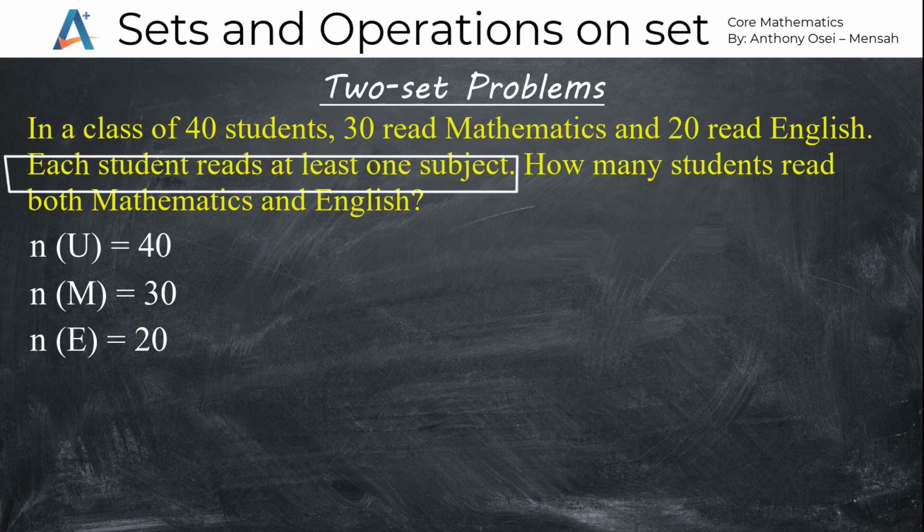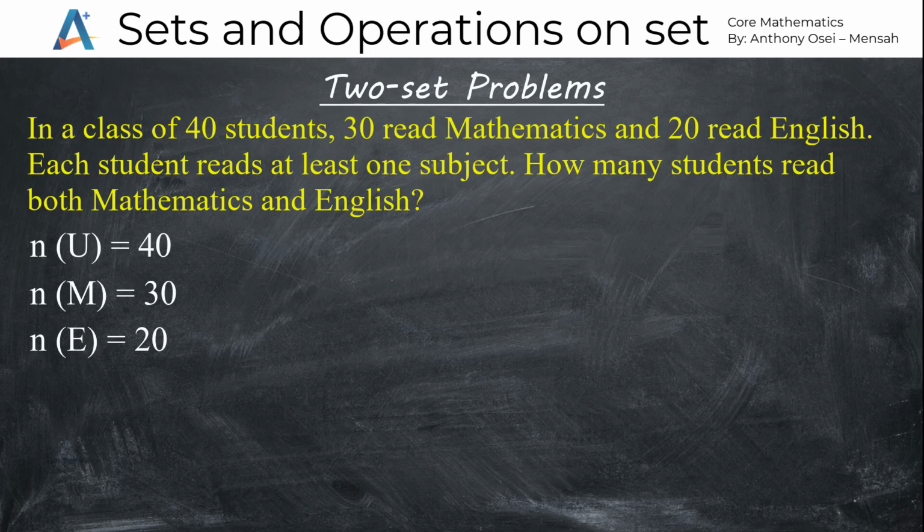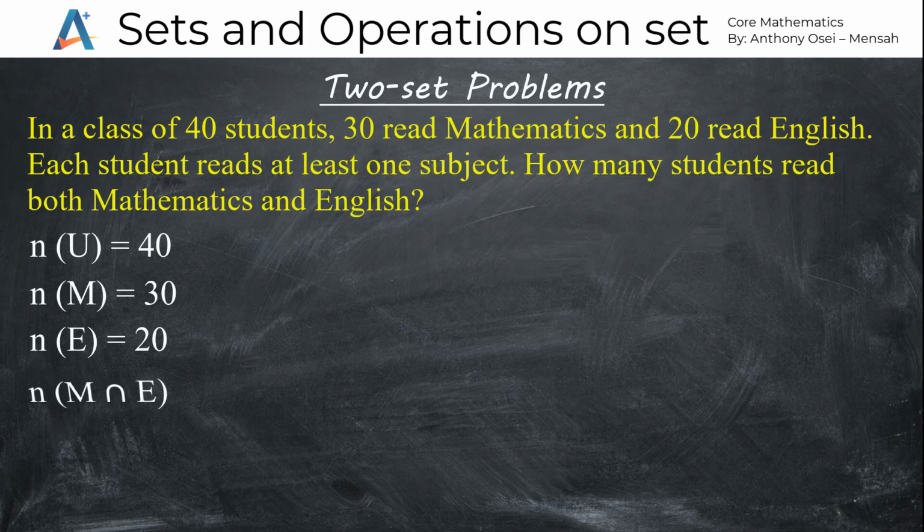Now, each student reads at least one subject means that there is no student who doesn't do anything. There is an activity for every student. So a student can do either maths or English or both maths and English. That's the meaning of each student reads at least one subject. The question asks that we find the number of students who do both maths and English, so M intersection E. That's what we are looking for.